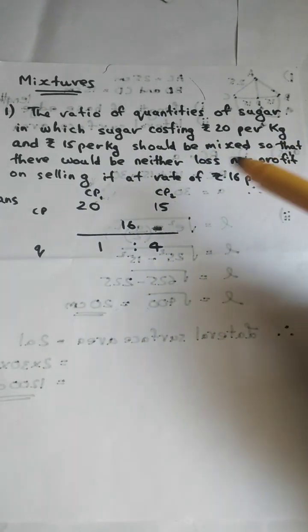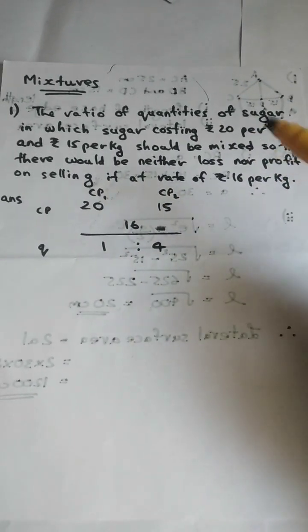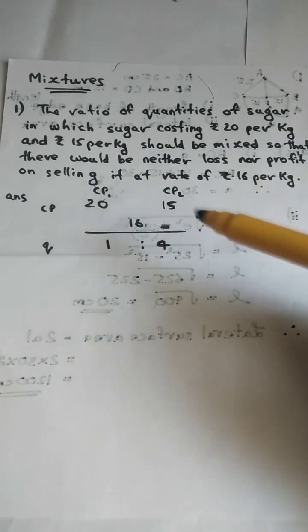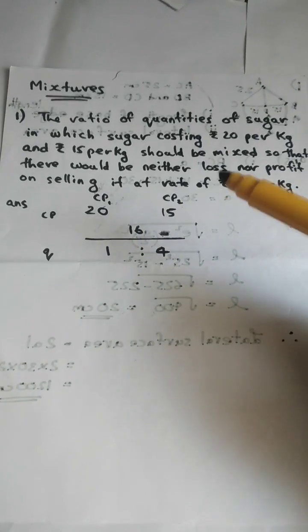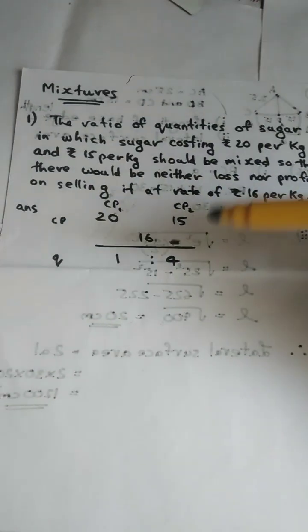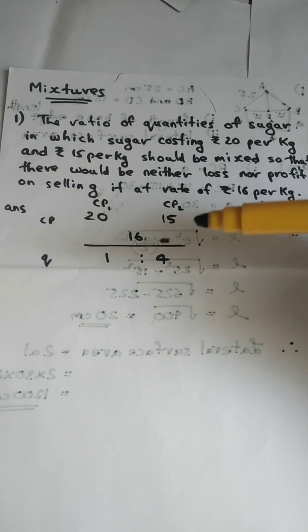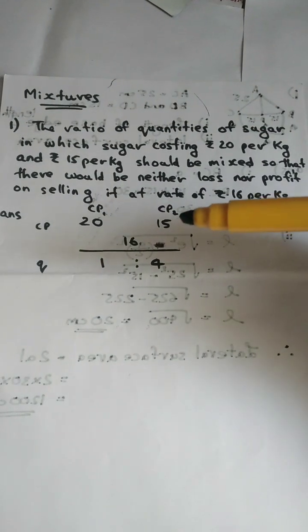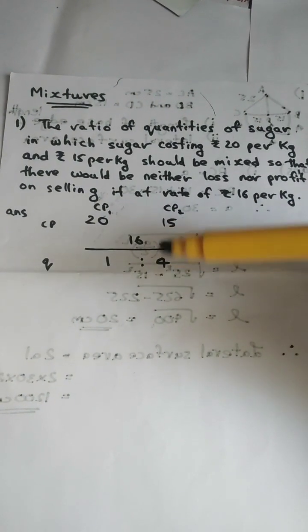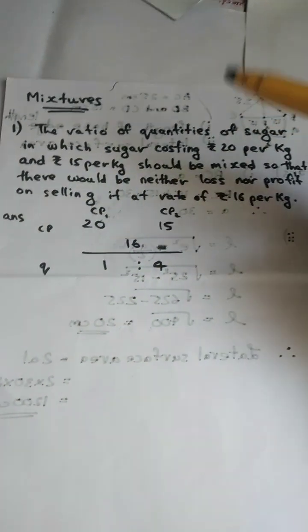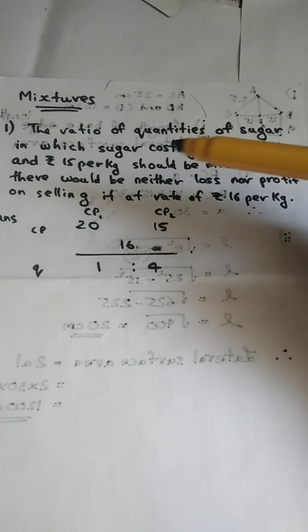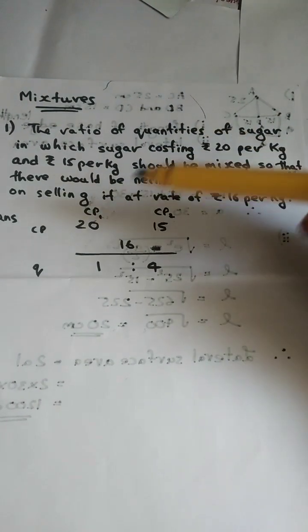If you just do this question in the basic method, you would find it so difficult and so time consuming. And if you use the alligation method, it is very easy to find and it would be solved within a few seconds. So the ratio of quantities of sugars in which sugar costing 20 per kg.